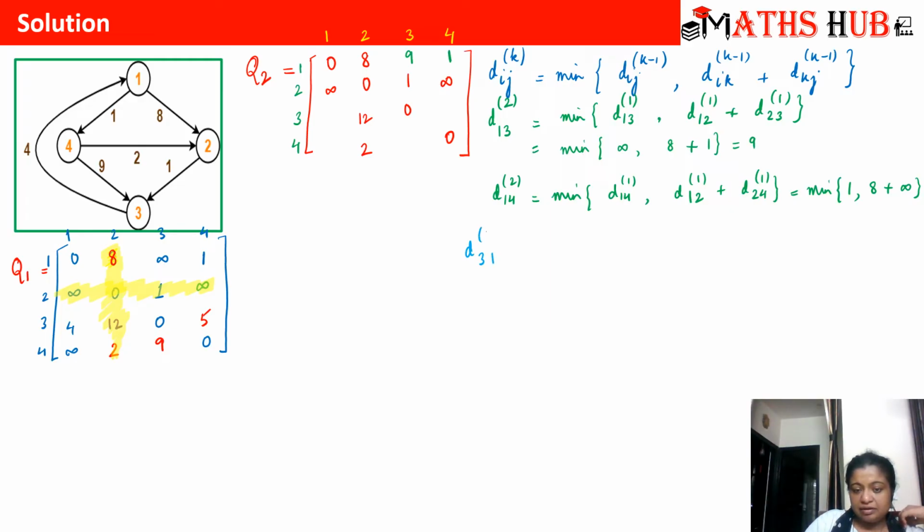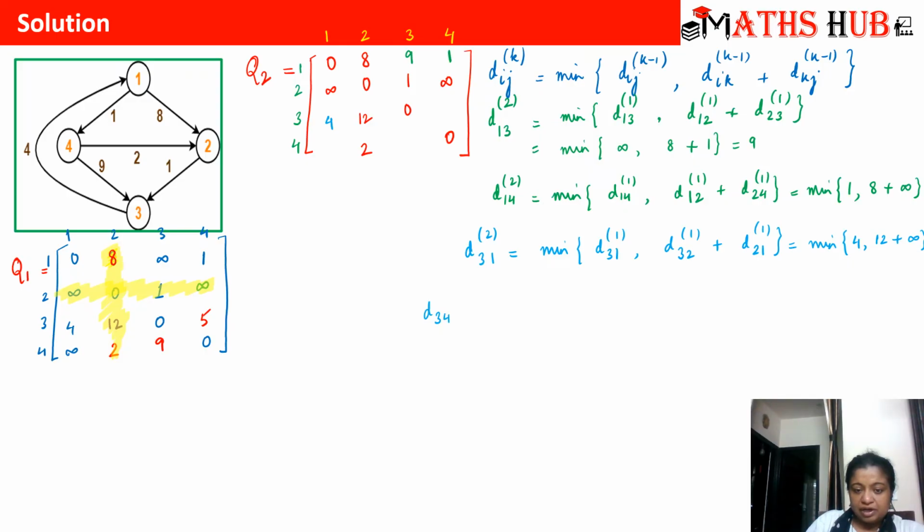Next, let us calculate D31 in the second weighted matrix. So this is minimum of D31 in the previous one, comma D32 in the previous one plus D21 in the previous one, right? So how much is this? This is minimum of D31 is 4 and D32 is 12 plus D21. D21 is infinity. So you can see that you will get 4 as your answer, right?